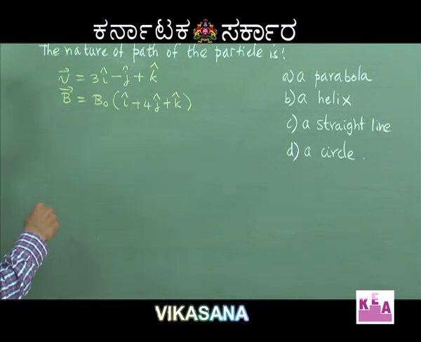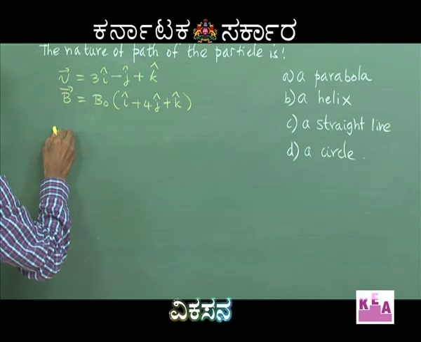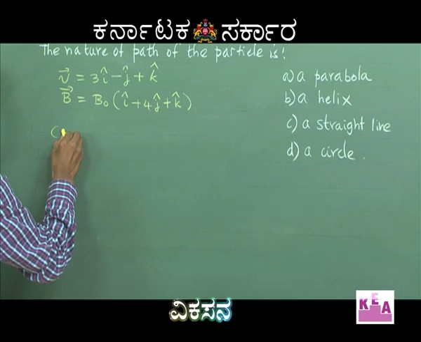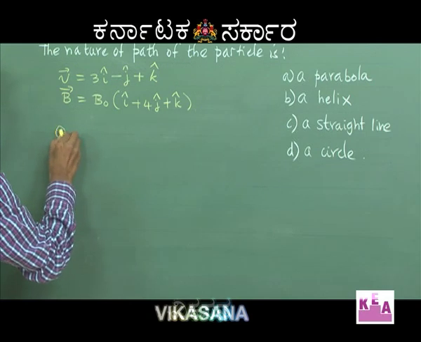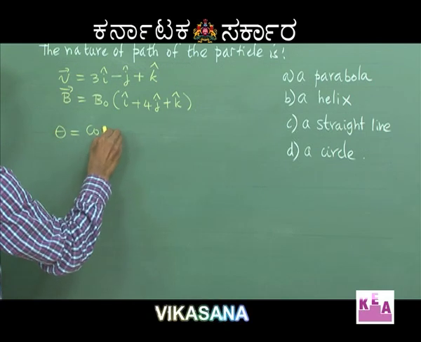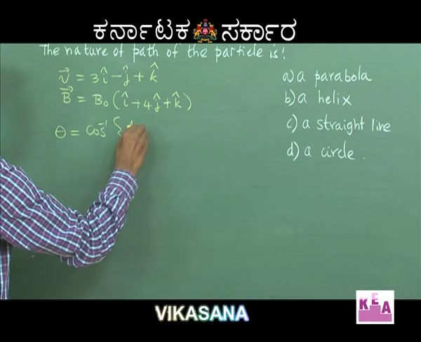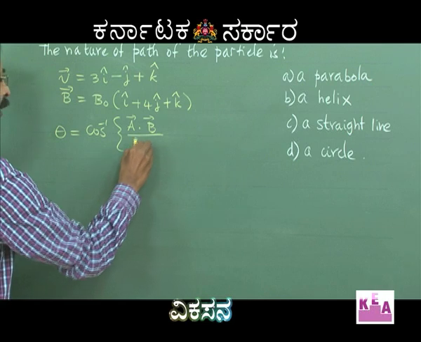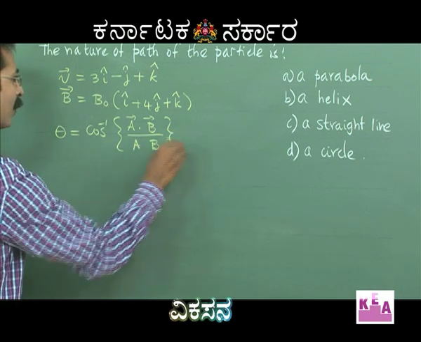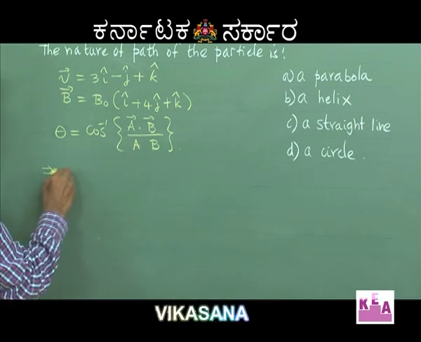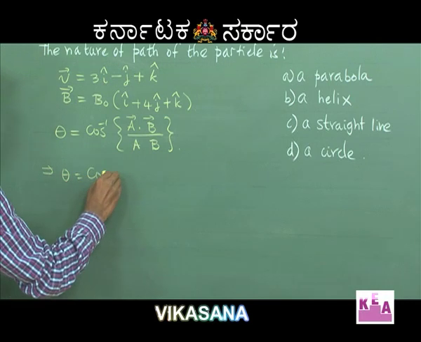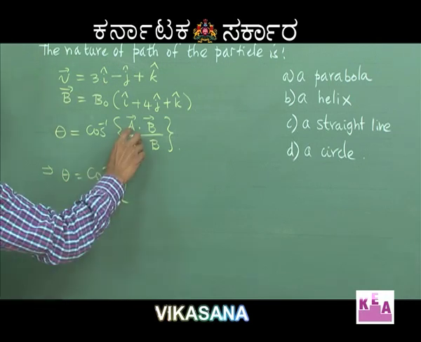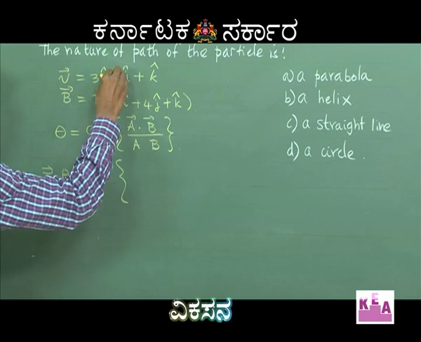Finding angle between two vectors is easy. You can either use dot product or cross product. Using dot product is very easy. I use cos. I write theta is equal to cos inverse of vector A dot vector B divided by magnitude A times magnitude B, that is a formula.